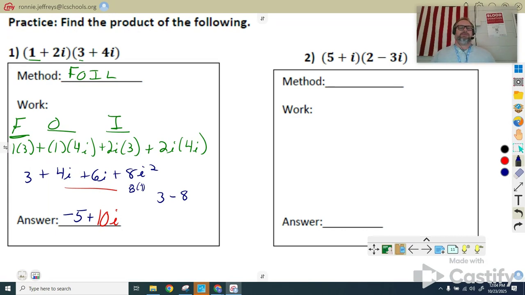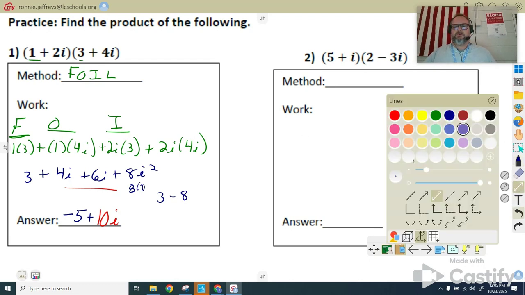Number 2. Let's try a different method. Somebody give me a different method. Okay. Heard it from the back. We're wanting the box method.